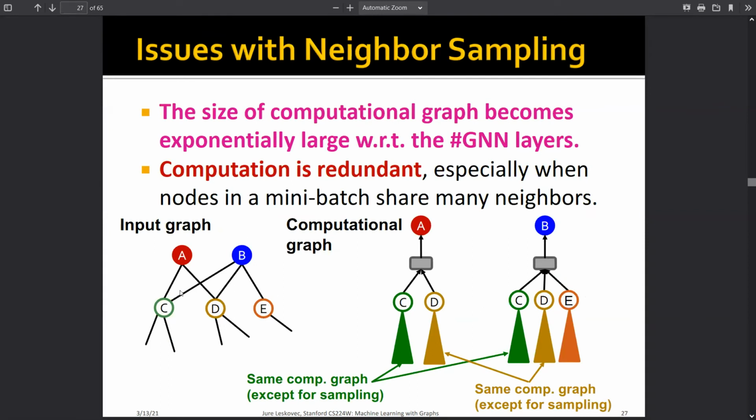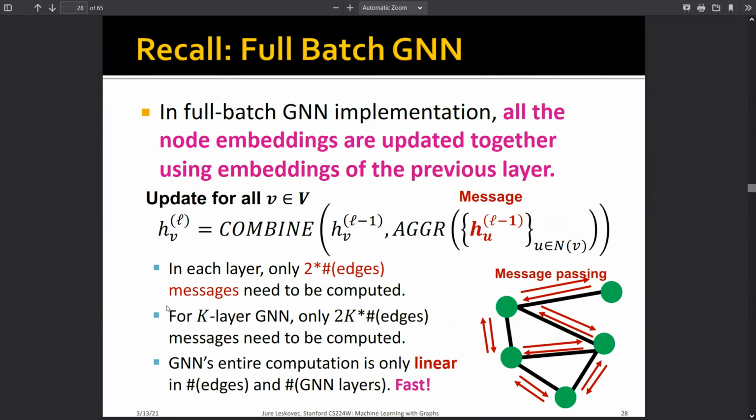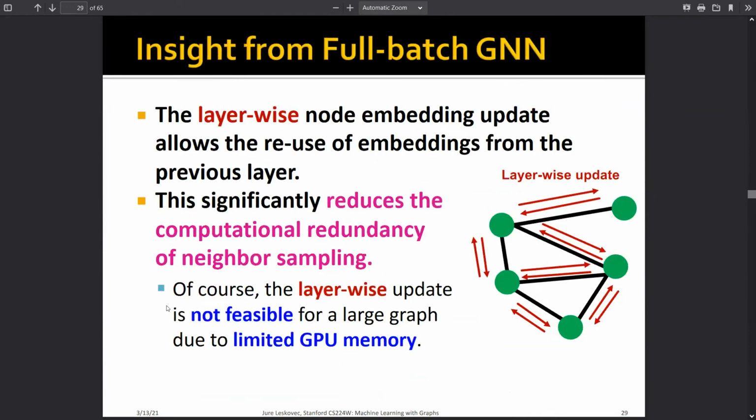If I calculate this, I can use it for both A and B. I have to calculate it only once for this edge and once for this edge. The calculations can be reused. The layer-wise node embeddings are reused, using embeddings from the previous layer, which significantly reduces the computational redundancy. For me it's still on shaky ground, but I guess that could be the whole idea.